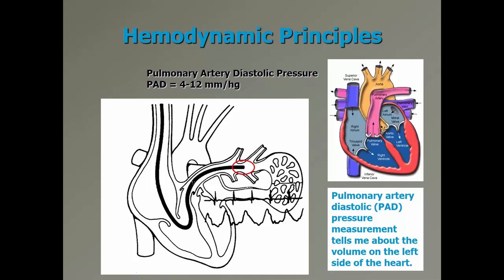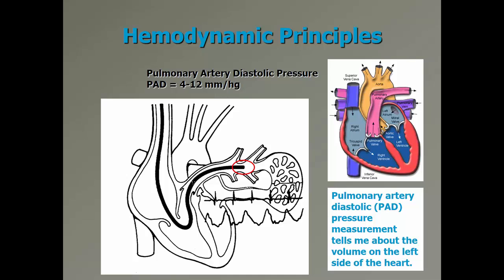Now let's talk about the one that really matters. The one that really matters is the pulmonary artery diastolic pressure, the PAD. Notice that the pulmonary artery diastolic pressure is 4 to 12. Normal is 4 to 12. What if I said to you, your patient's pulmonary artery diastolic pressure is 2? What do you know? Well, you know that the pressure is low. If the pressure is low, then the volume is low, because pressure equals volume.